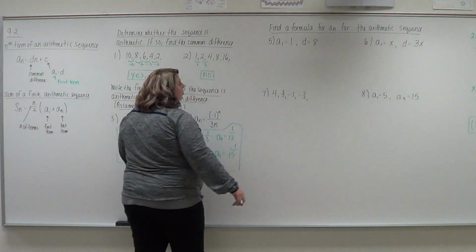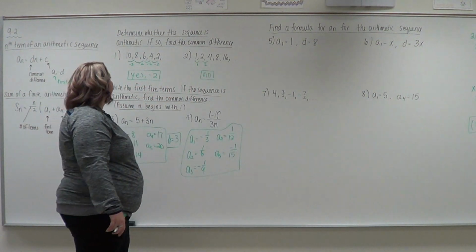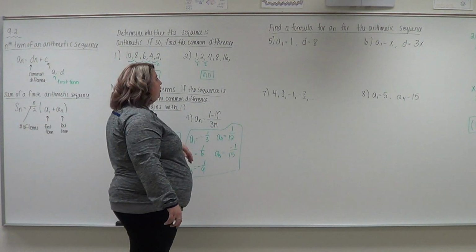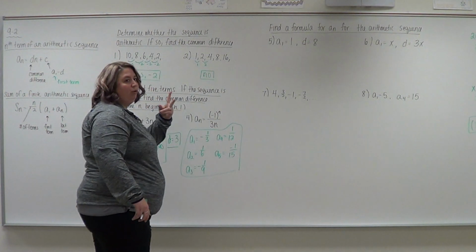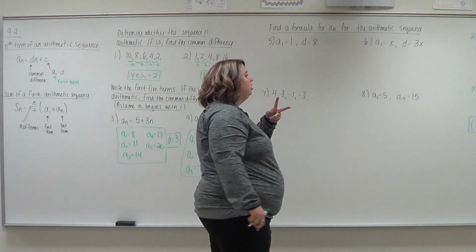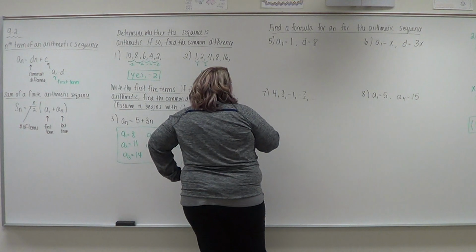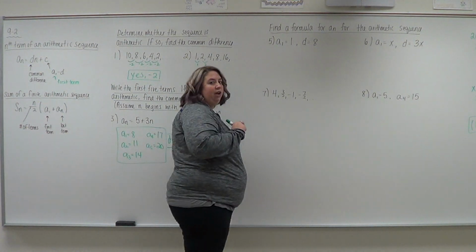Okay, next part. We're going to be writing a formula for AN. So now we're going to start using this equation. Okay, and so we have to know, if you know A1 and you know D, you can write your equation. So if I look at number 5, I have A1 and D already given to me, so I don't even have to find what they are.